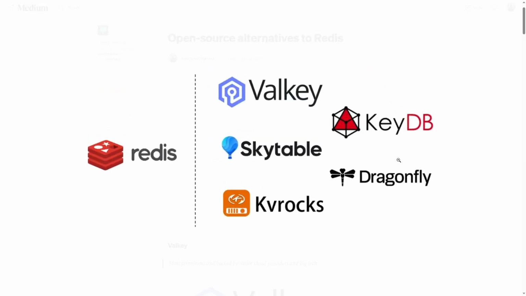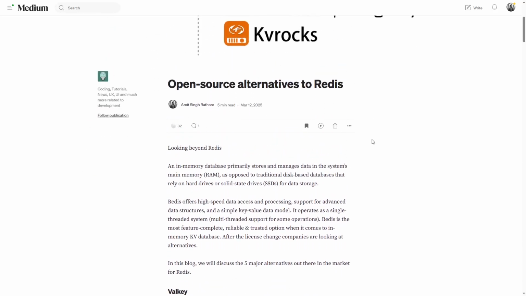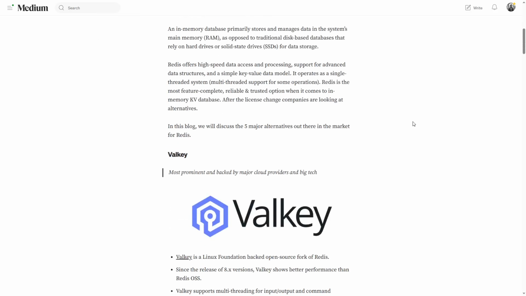In this blog, which is part two of that series, we will see which options we have if we want key value stores and we see that Redis is costing too much money. What are other cheaper options that we can look at, which can solve the problem? So let's get started. In this video, we will see open source alternatives to Redis.